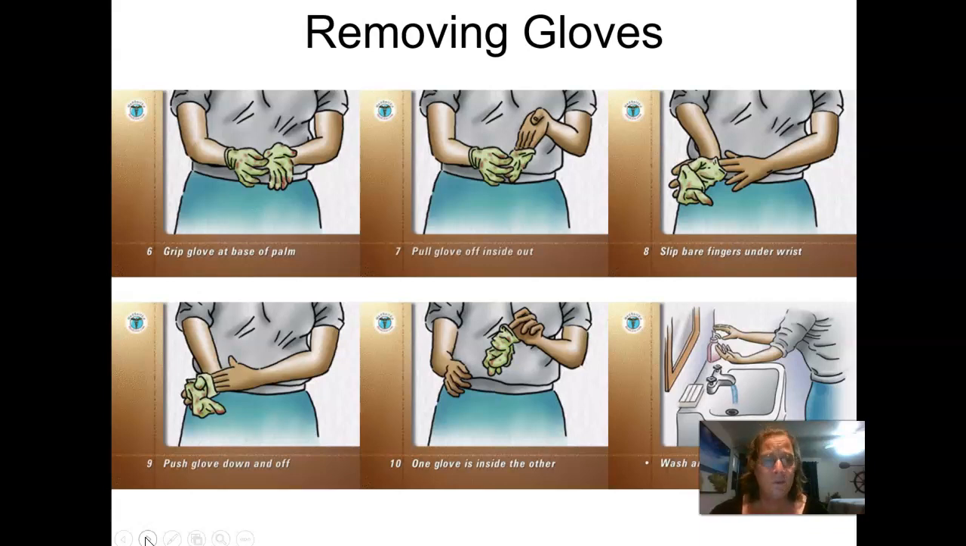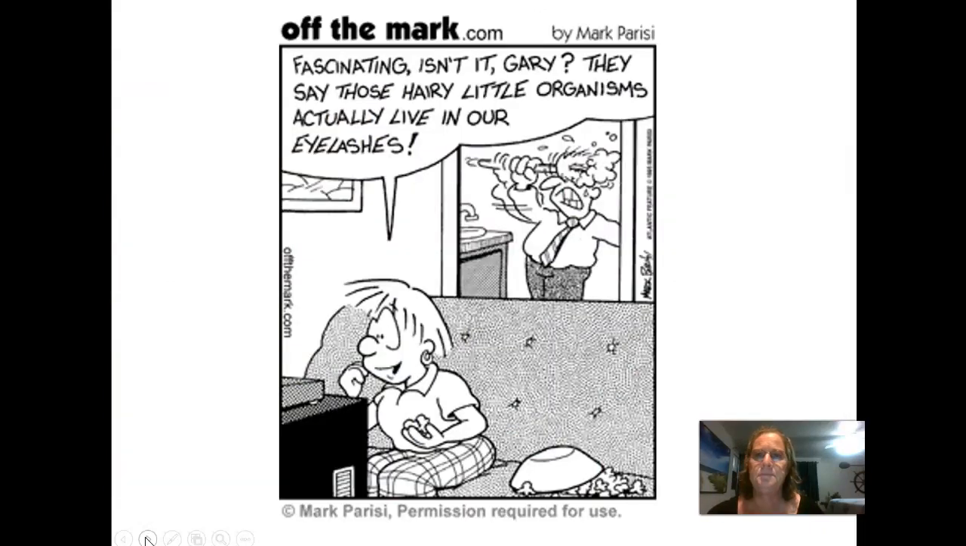And even though you gloved them, you want to make sure that you're washing your hands afterwards with soap and water or hand sanitizing.